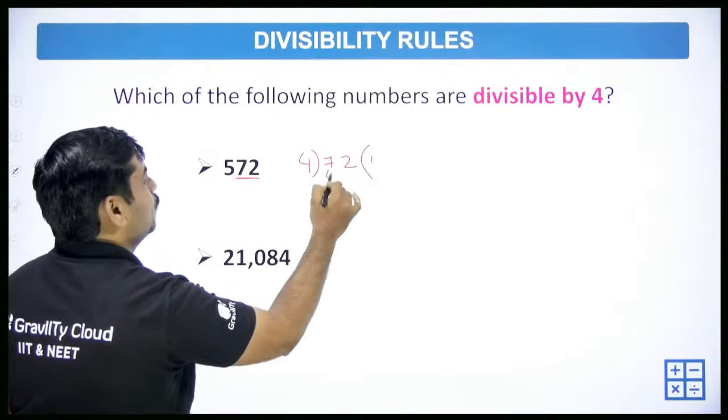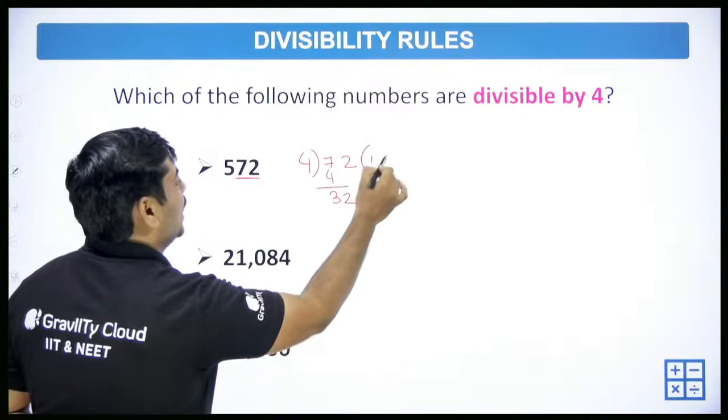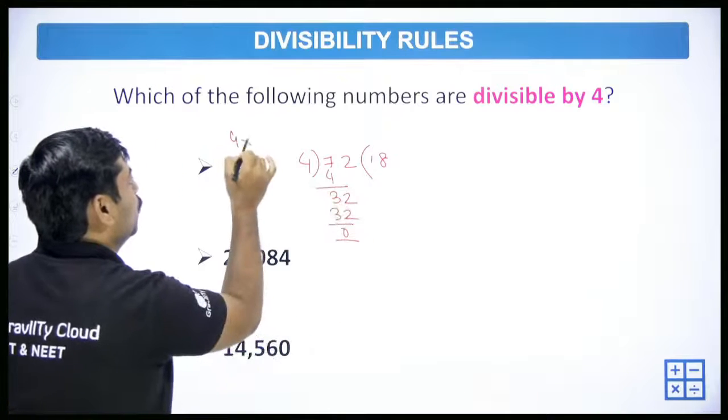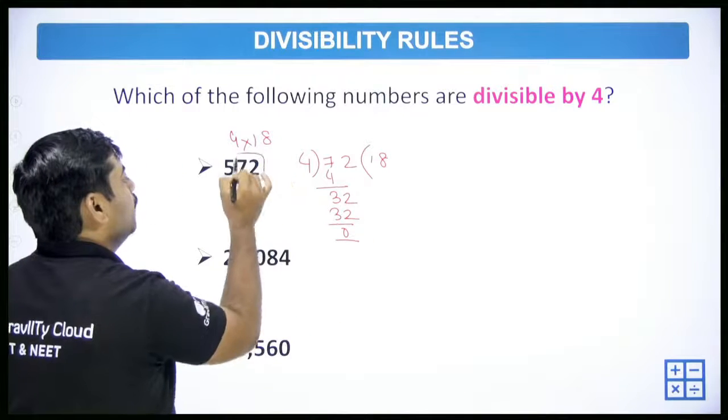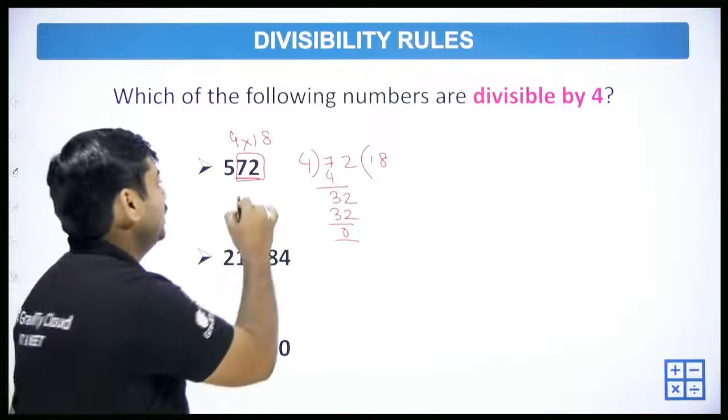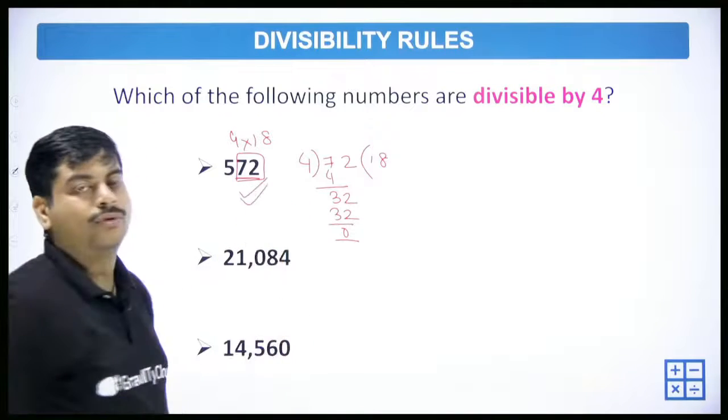4 ones are 4, 3, 2. 4 eights are 32. So 4 into 18 is 72. We see that 72, the last 2 digits, is divisible by 4. So the entire number is divisible by 4.